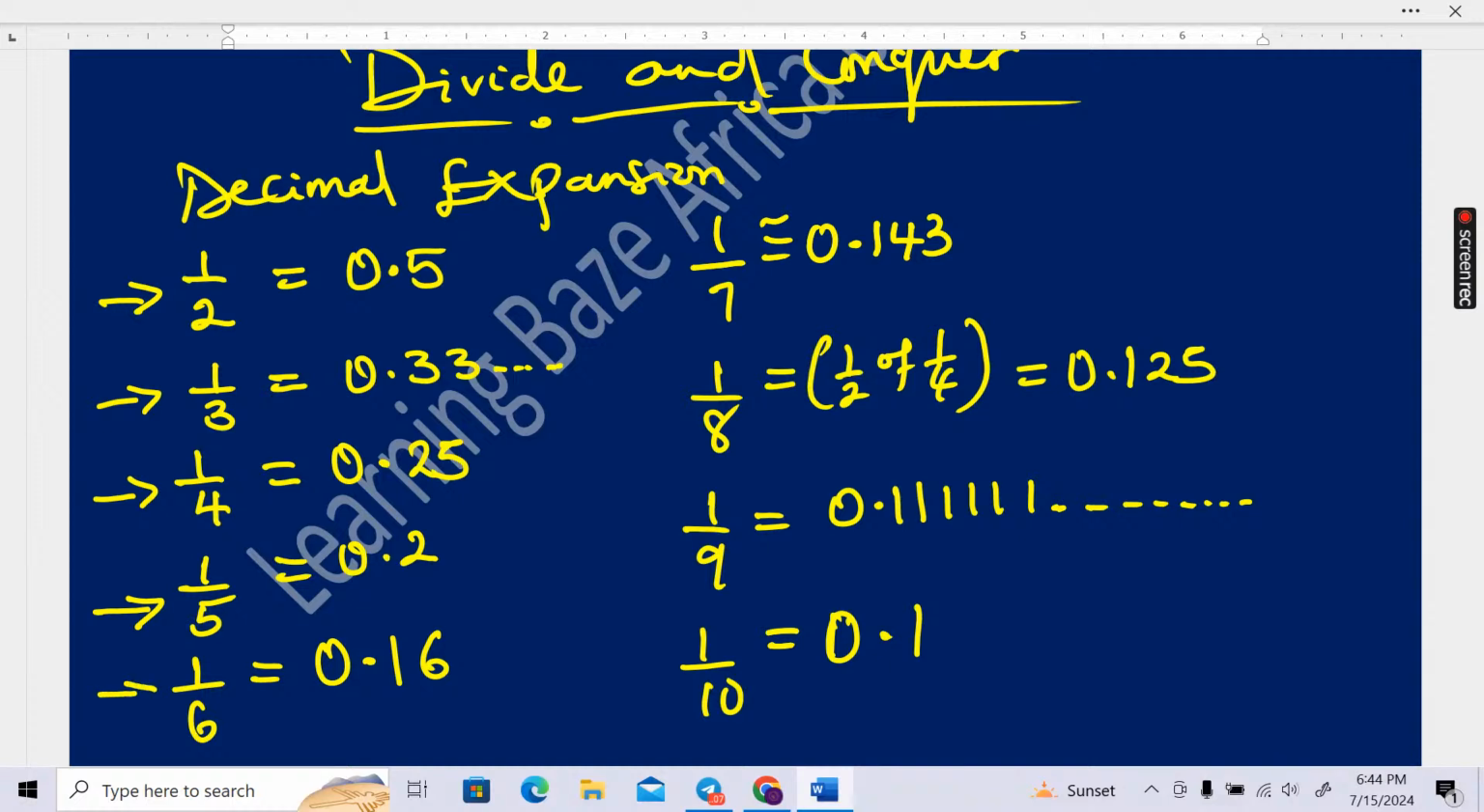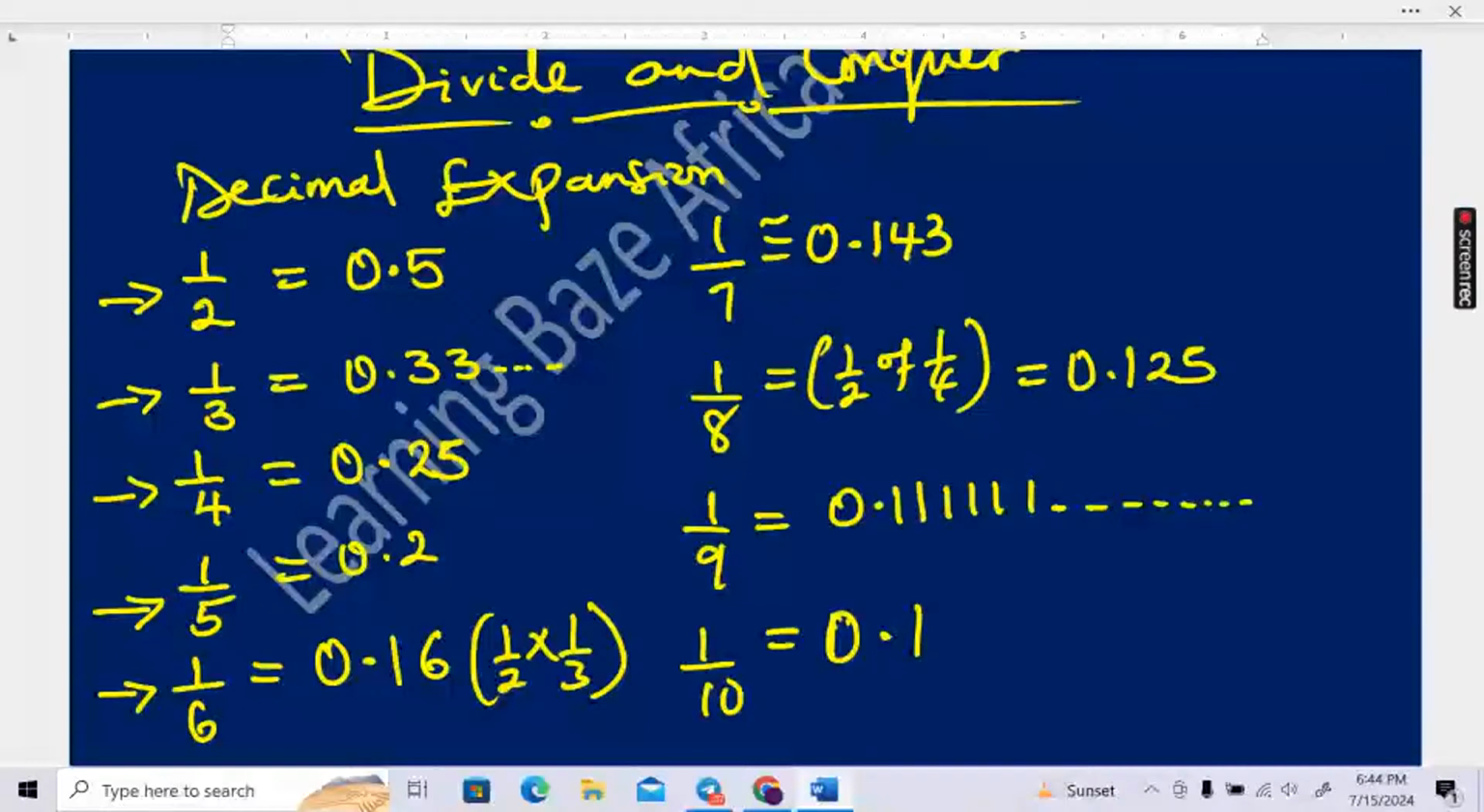Anytime you see 1/6, 1/6 is half of 1/3. I hope you know that. So the half of 1/3, that will be half of 0.33 up to infinity, will give us 0.16. Anytime you see 1/7, you have 0.143 approximately, because it's also a recurring decimal. Anytime you see 1/8, that's half of 0.25, which is 0.125.